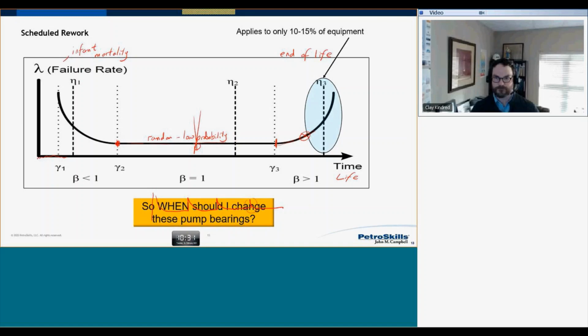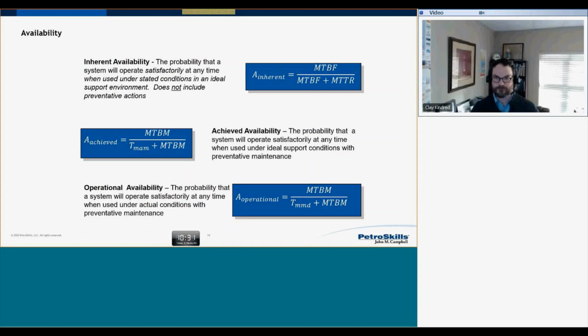So the point is, when should I change my actual pump bearings? Okay, we're going to lead into this. But I do want to give you a definition now before we start. A lot of people get this wrong.